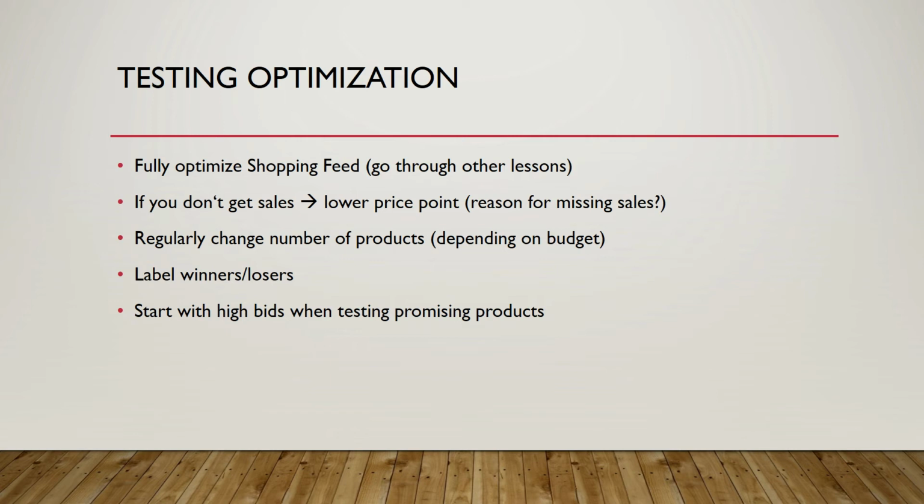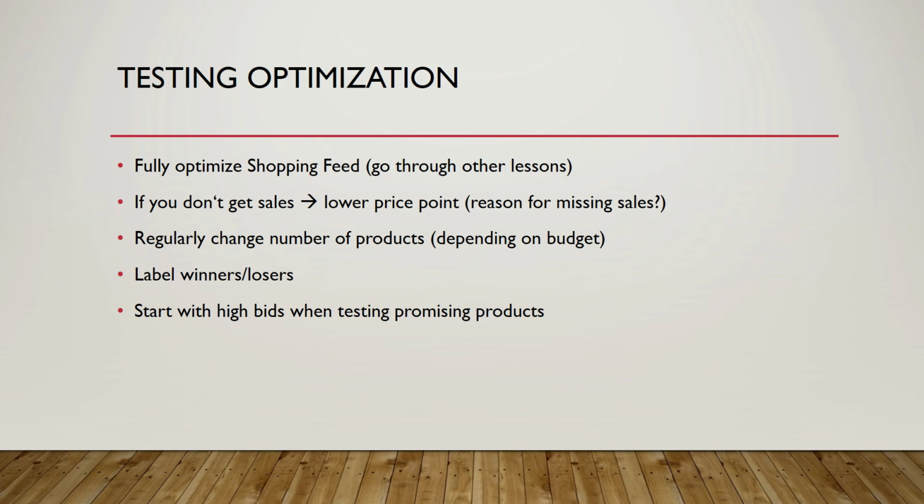Then we come to testing optimization. First of all, like I said, you need a fully optimized shopping feed. So go through the other lessons and learn how to do this. If you don't get sales, lower the price point to a point where you barely make a profit, but where you can say, okay, it's not the product's fault that I miss sales. It's probably my price.